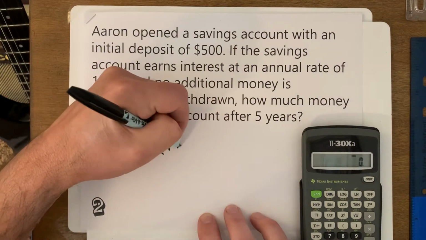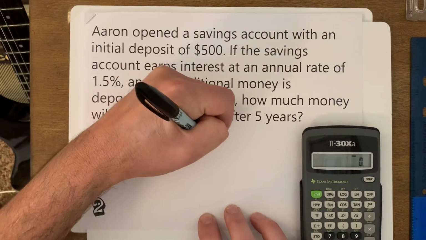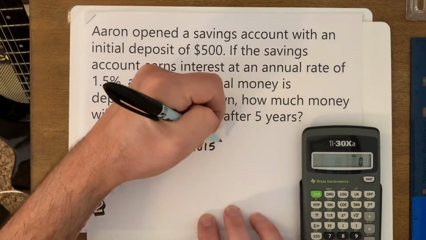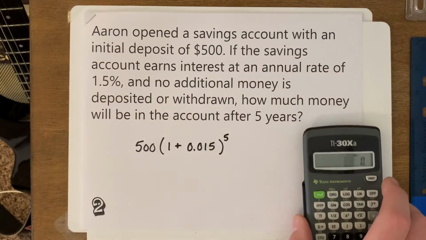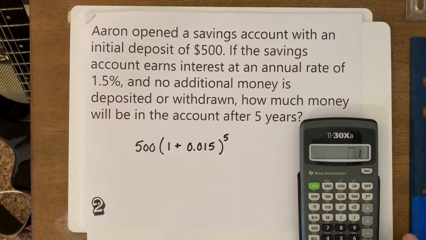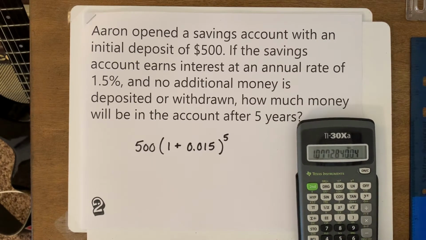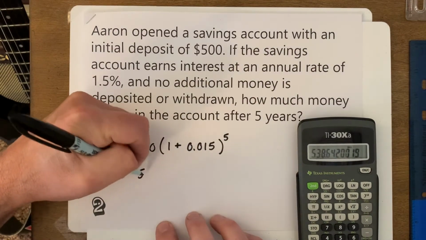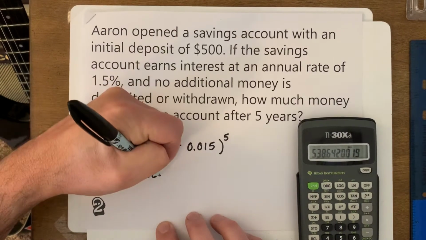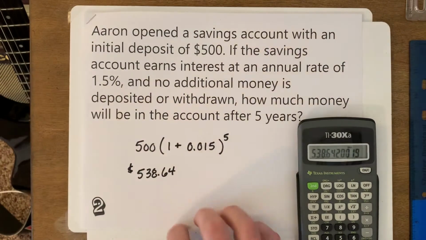So plus 1.5% would be 0.015 raised to the 5 years, 5. All right, so let's calculate that. 1 plus 0.015 equals, raised to the 5th power equals, times 500 equals 538.642, so $538.64 would be our answer.